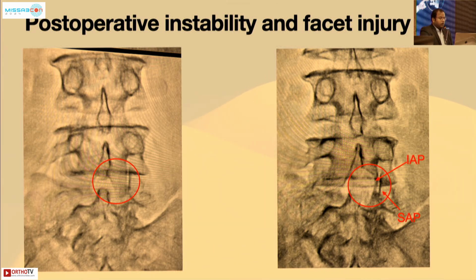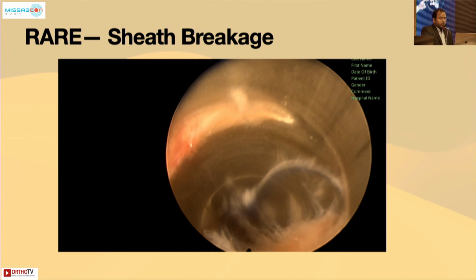In pre-op you have to have good planning. In post-op, the right side image shows almost complete excision of the inferior articular process, leading these kinds of patients to be potential candidates for spondylolisthesis in the future.